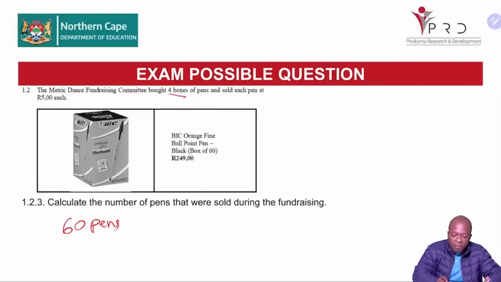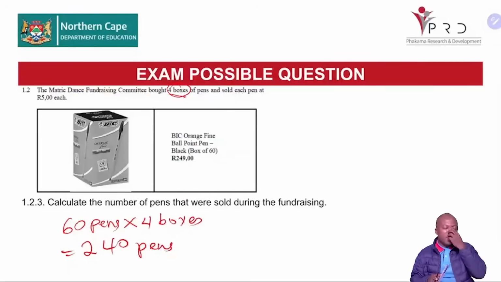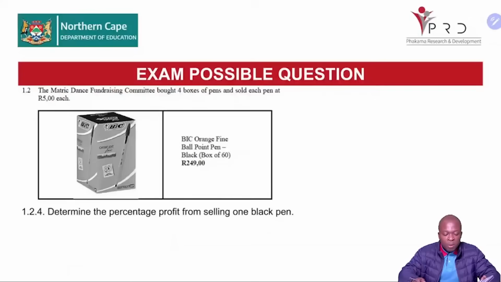Are we together? How many boxes did they buy? 4 of them. So we are going to say 60 times 4 boxes. Then you press 60 times 4. That will give you your answer of 240 pens, because there are 60 pens in a box and we have got 4 of the boxes. So it is going to give us 240 pens that we sold. How about the next question?